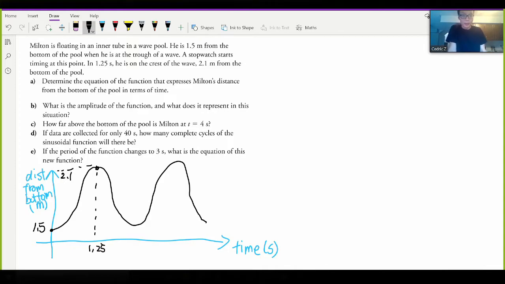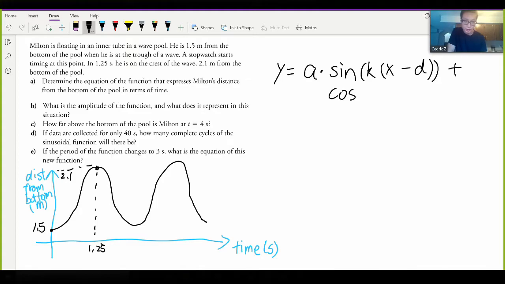This is actually enough to graph it. Remember, the general formula for a sinusoidal function goes something like this. y is equal to a value times sine or cosine, depending on what kind of function you want to fit, of k times (x minus d), plus c. And you have four parameters: a value, k value, d value, and c value. Of course, some of the parameters depend on whether you want to fit this to a sine or cosine. So let's make that decision right now.